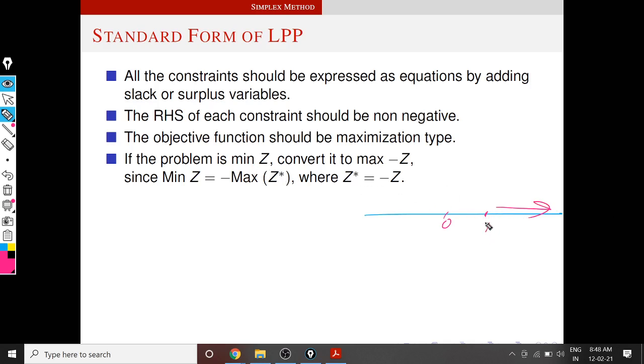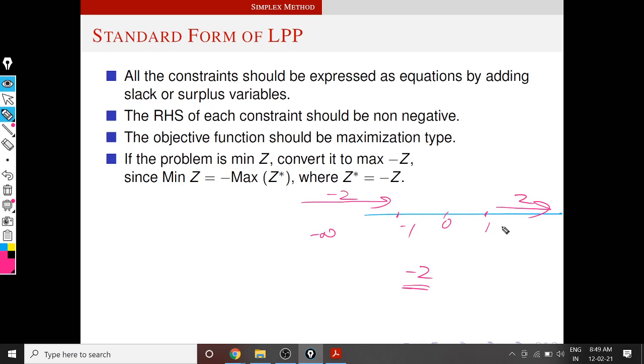You got it? Then you consider minus z. This is the range of z. Then what about minus z? Z is varying from 1 to infinity. Then what about the range of its negative? Minus infinity to minus 1. Yes. So this is the range of minus z.